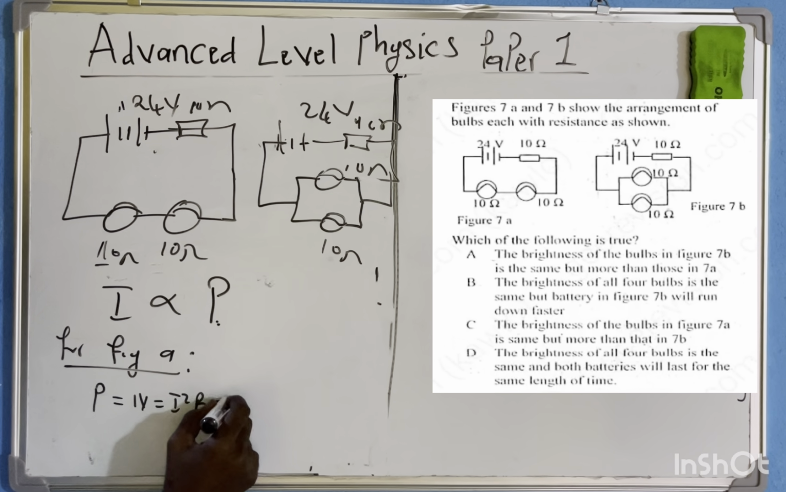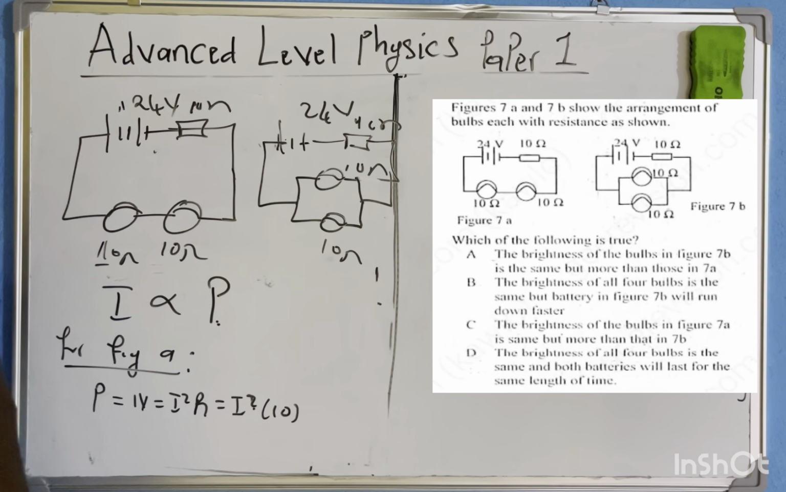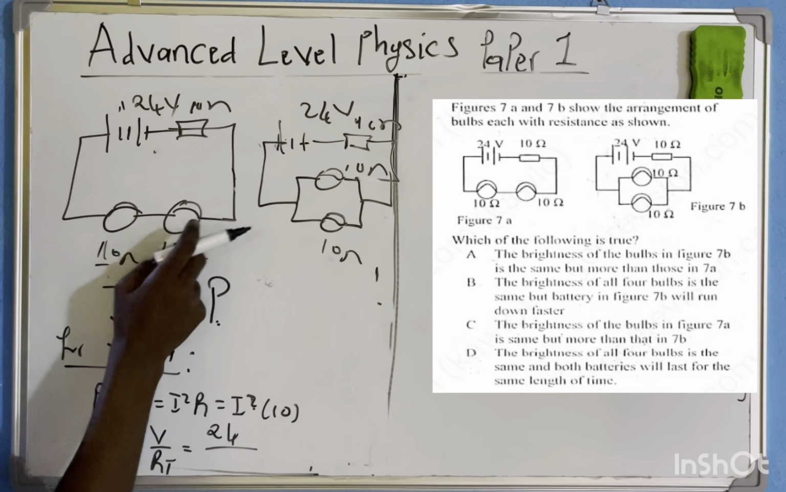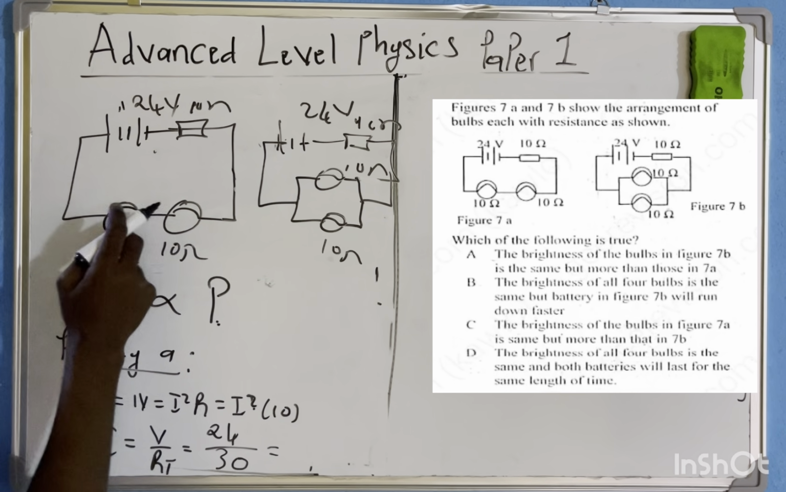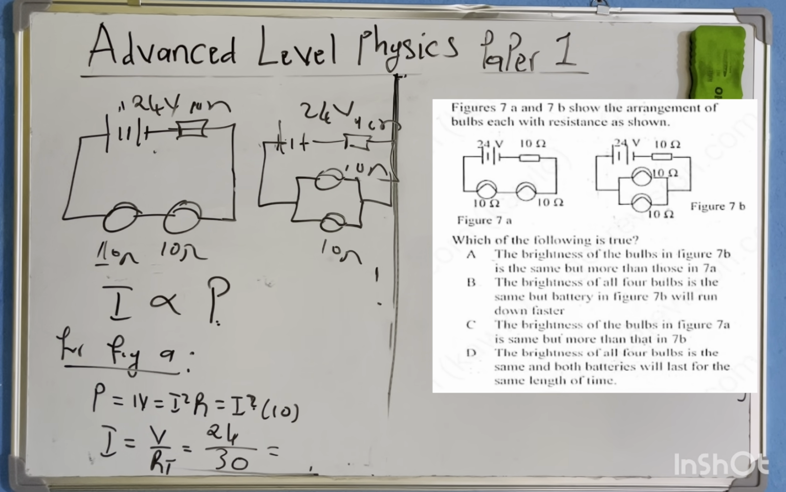So here it will be I squared times 10. I'm calculating the power on this 10 ohms, but I need the current flowing in the circuit. I know that the current in the circuit should be equal to V divided by the total resistance. V is equal to 24. For the total resistance, they are all in series, so the total resistance is 10 plus 10 plus 10, which is 30.